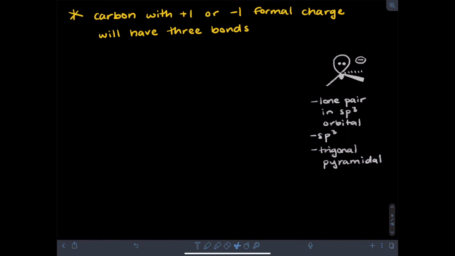For these negatively charged carbons, they have 4 electron groups around them, making them sp3 hybridized. If we ignore the lone pair and look at the shape just of the carbon and the things it's attached to that are atoms, it is trigonal pyramidal. And because it's sp3 hybridized, the lone pair goes in an sp3 hybrid orbital.